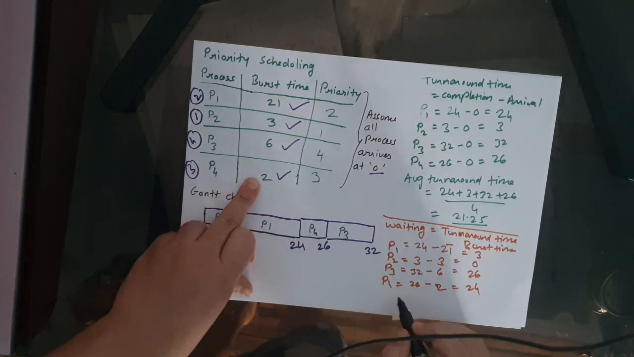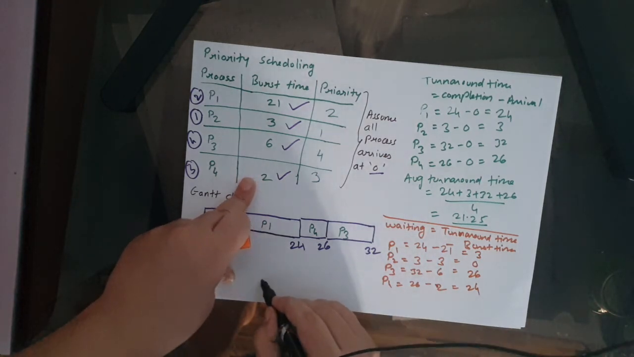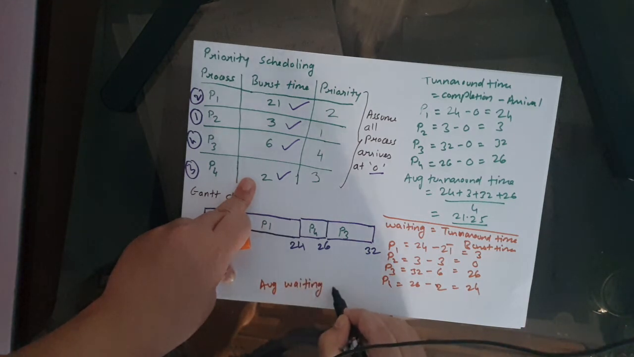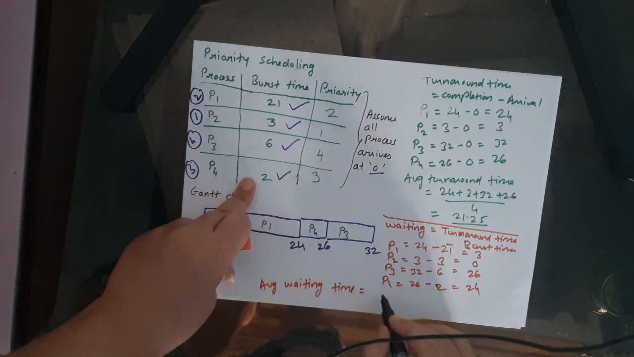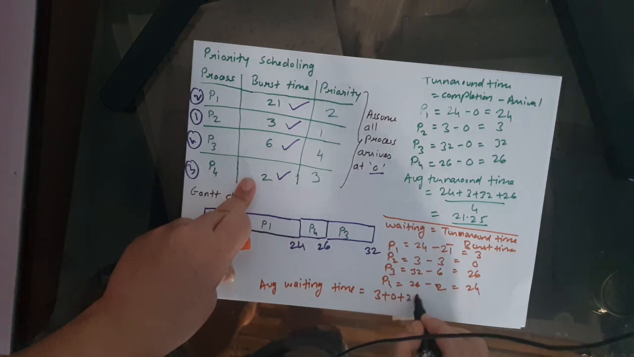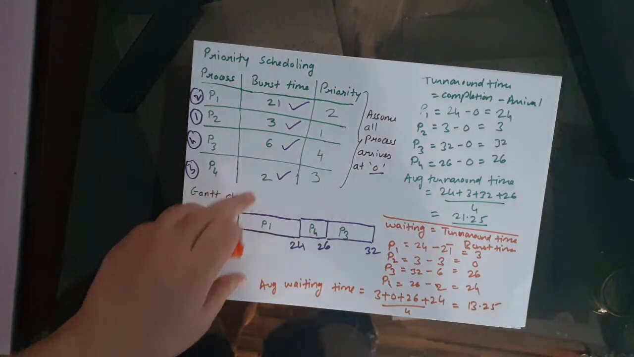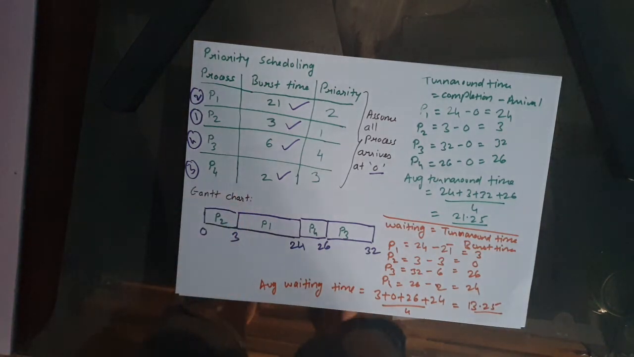Let's find the average waiting time, which is nothing but 3 plus 0 plus 26 plus 24 divided by 4, which is nothing but 13.25. So here we get the answer for the same.